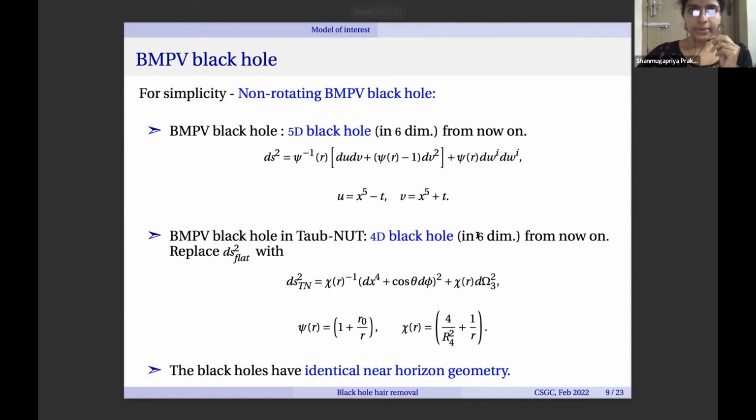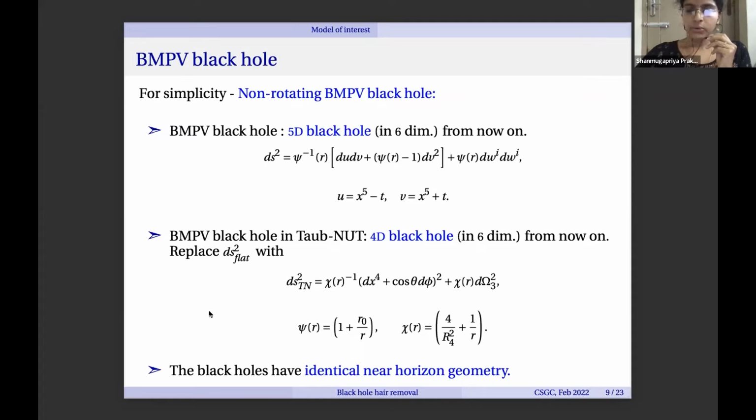Now let's briefly look at the BMPV black hole metric. For simplicity, I have just shown you the case of the non-rotating black hole, although all our analysis has been done only for the rotating case. Now the BMPV black hole in flat space, which is going to be called the 5D black hole from now on, is given by the following expression. In here, the coordinates u and v are given by x5 minus t and x5 plus t respectively.